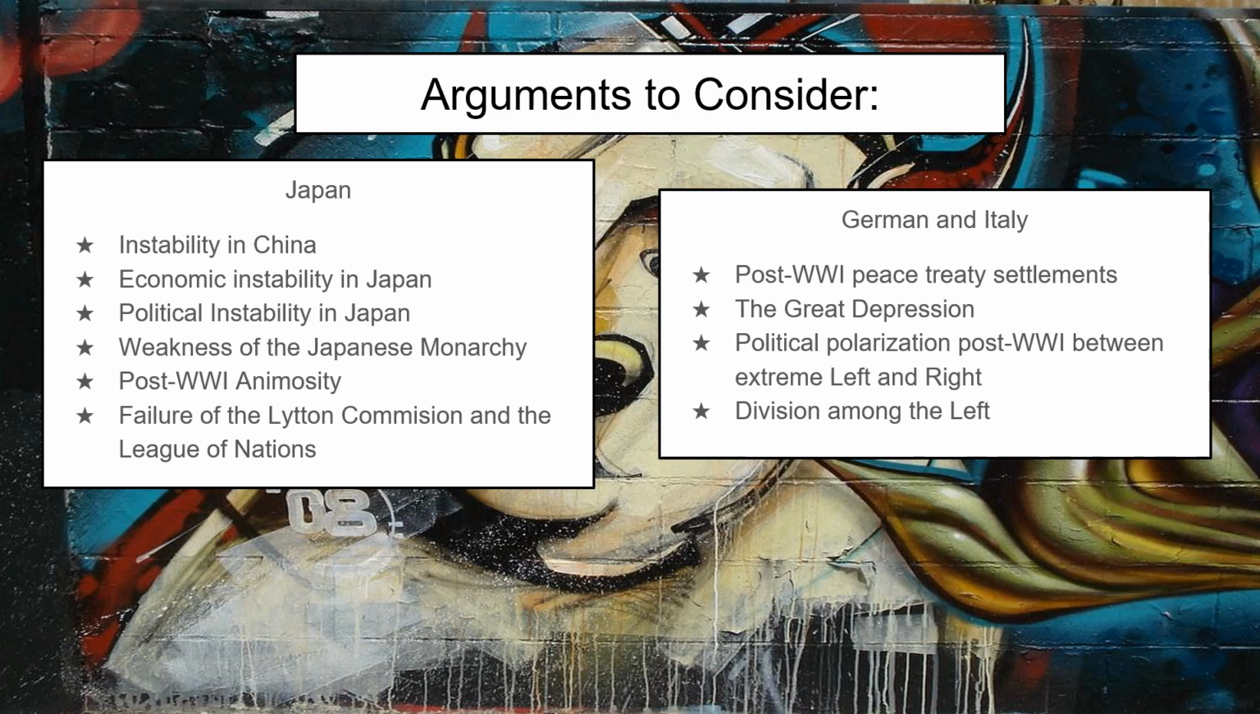Also, you have political polarization post World War I between the extreme left and the right. During economic times, this always becomes a big issue, radicalization on both sides. But the problem that we're going to see throughout the early 20th century with the left is they were so divided. I mean, the left included everybody from moderate liberals to socialists to anarchists to communists. So they had very little in common.